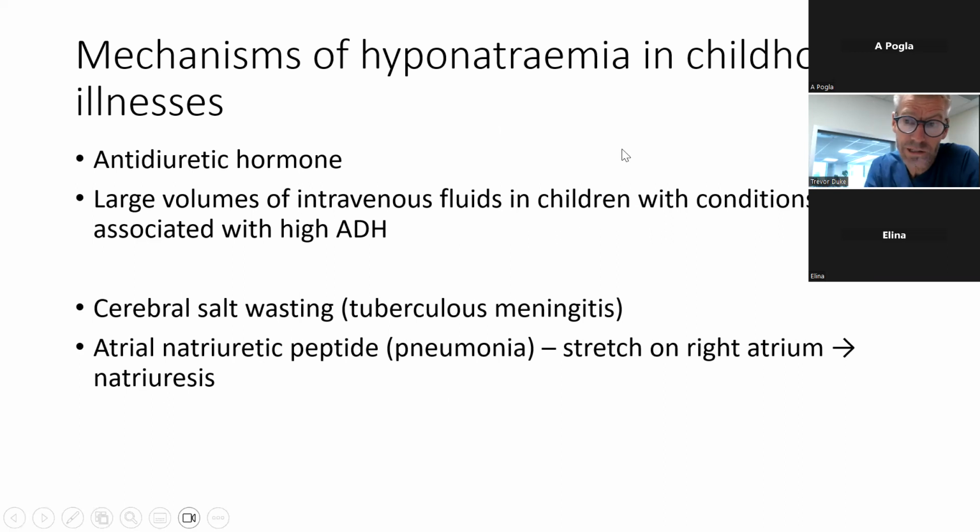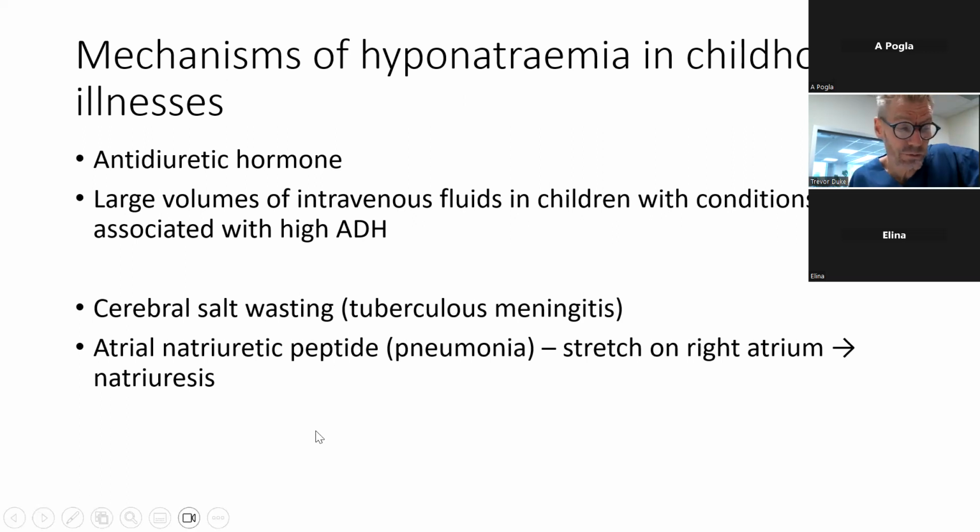The mechanisms, as I mentioned, are mostly high levels of antidiuretic hormone and children given large volumes of intravenous fluids in conditions that we know to be associated with high levels of ADH. So in pneumonia, in bronchiolitis, in meningitis, in sepsis, post-operatively, in previously well children who present to hospital and have surgery and get the wrong sort of fluid and too much fluid, they also may have high levels of ADH. And that can lead to hyponatremia and edema if they get the wrong sort of fluid.